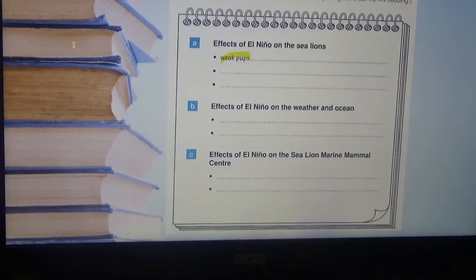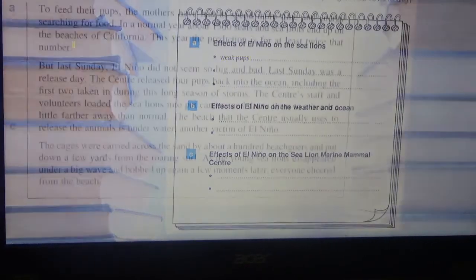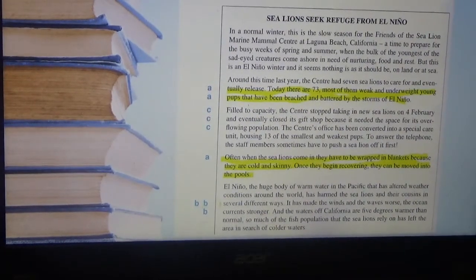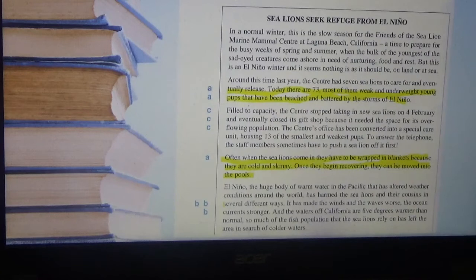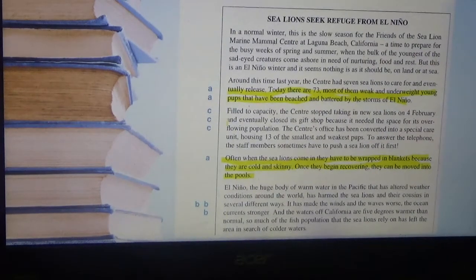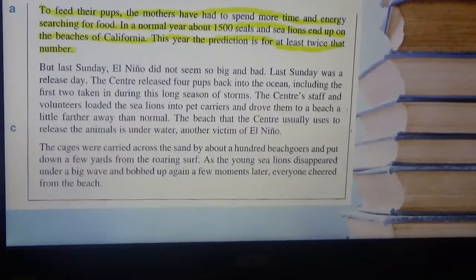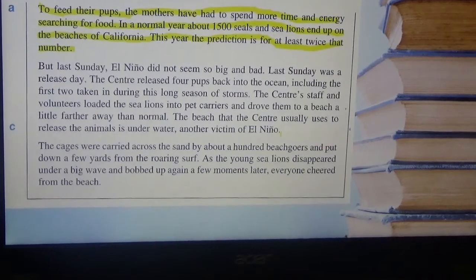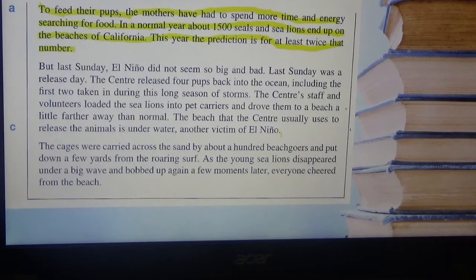Effects of El Nino on the weather and ocean. So we have here lines labeled B, 2 points taken from here, and here. And for letter C, we have these lines taken. On the next page, you'll find this line taken as reference to your points to be written under the topic effects of El Nino on the sea lion marine mammal center.